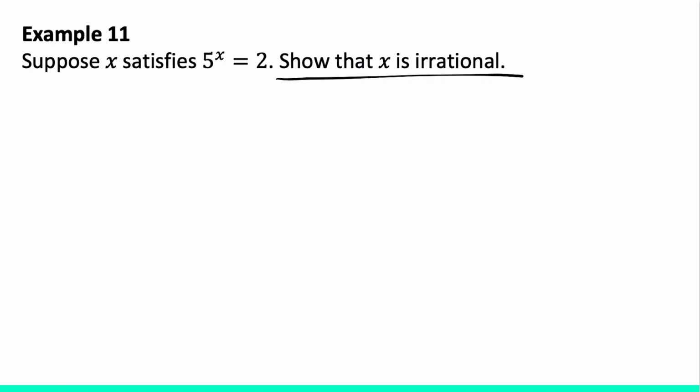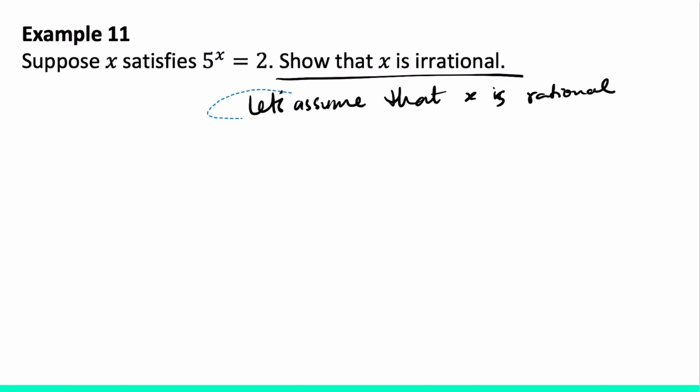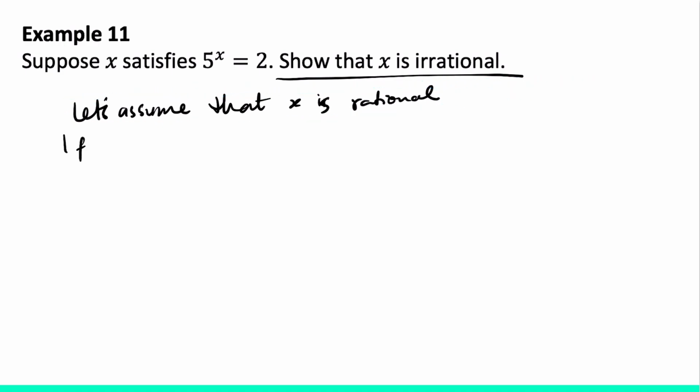Let's use the contradiction. So let's assume, or let's suppose, that x is rational. Now, if x is rational, then x can be written like this, okay? Because we know that all rational numbers can be written as a fraction, m over n, where both m and n would be natural numbers. I suppose they could also be integers. There's no reason why they can't be a negative number, but either way, they have to be whole numbers in this case in order for it to be rational.